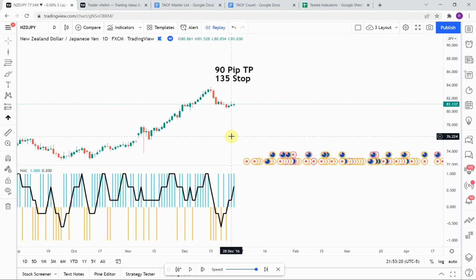Today we will be testing the Heiken Ashi color VTS indicator.